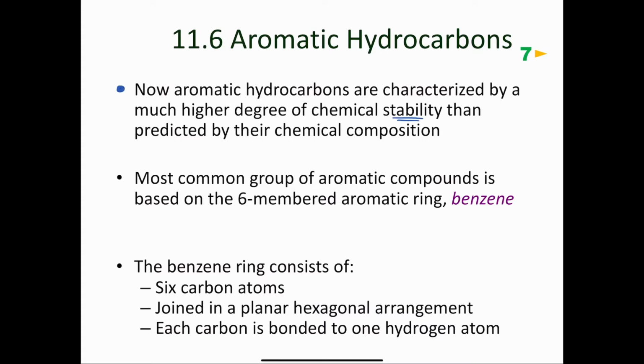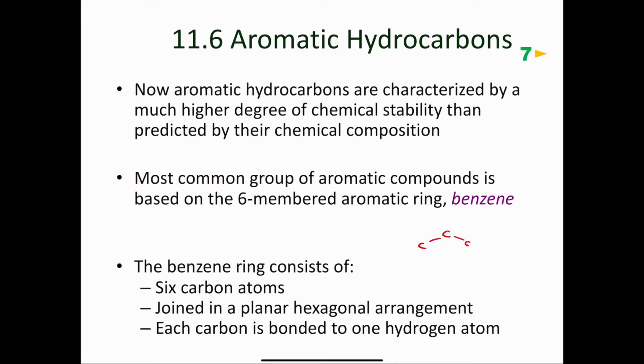So even though benzene, which is the most common of all aromatic compounds, and I'll draw the bond line structure down here, even though benzene does have double bonds like are found in an alkene, it doesn't react like an alkene. In fact, it is a very stable molecule. So the benzene molecule consists of 6 carbon atoms. Each one is joined together in a planar hexagonal arrangement, and each carbon is bound to one hydrogen atom.